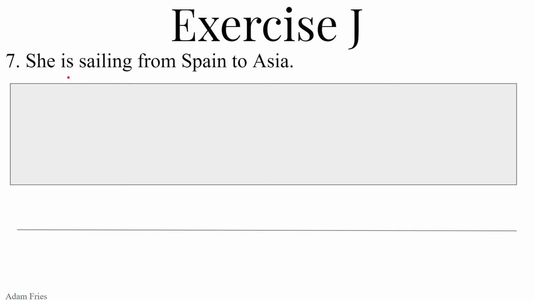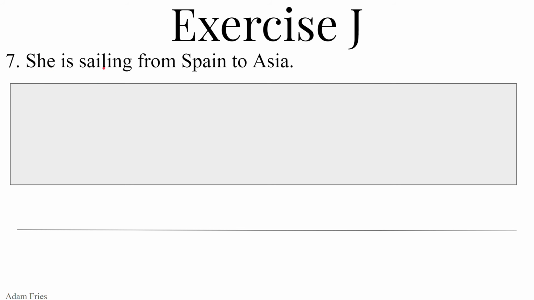Okay, 7. She is sailing from Spain to Asia. Sounds like a nice trip. She is sailing from Spain to Asia. She is sailing. Here's our verb, sailing. Who's doing the sailing? She is. Excellent. Sailing is an intransitive verb, so we don't have a direct object. Sailing from one location to another. So we have third person singular.